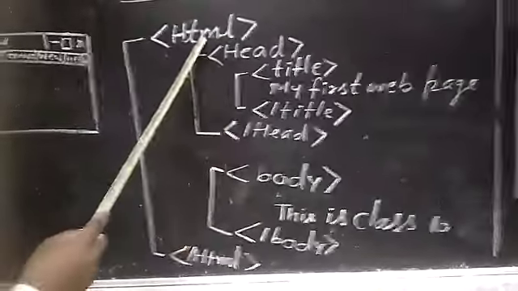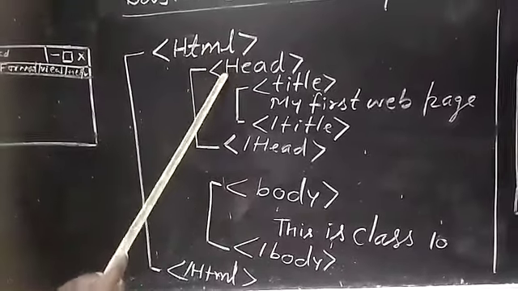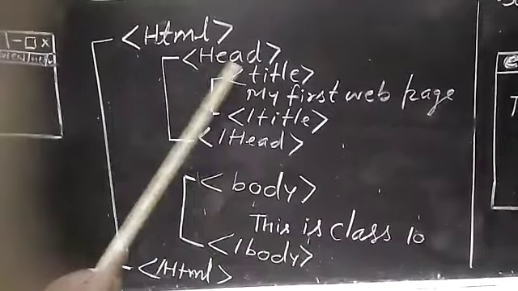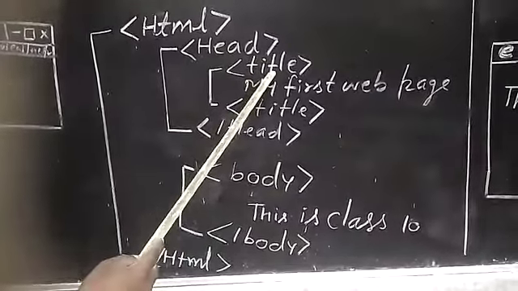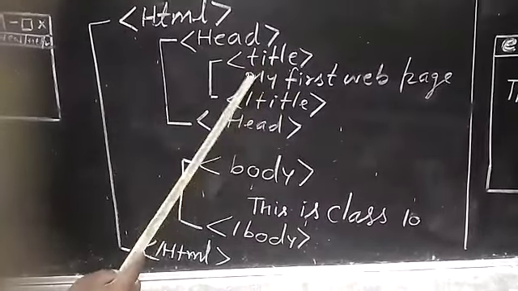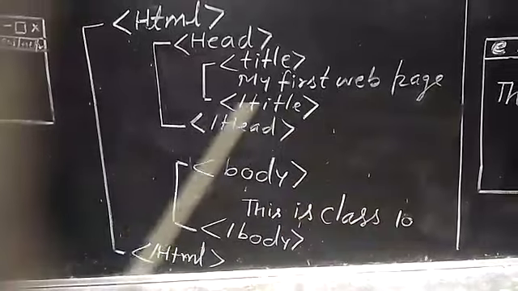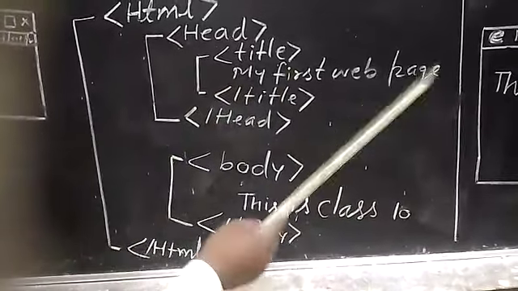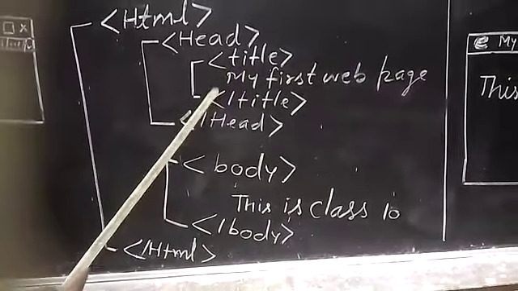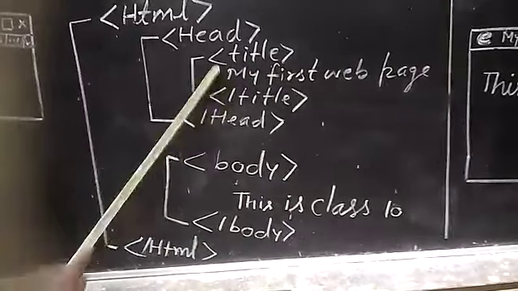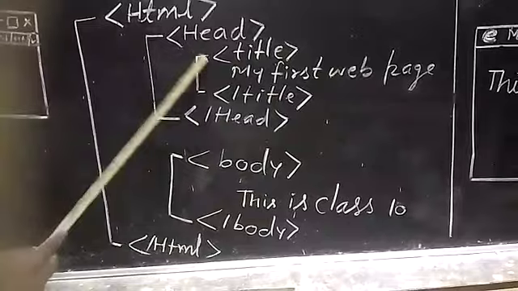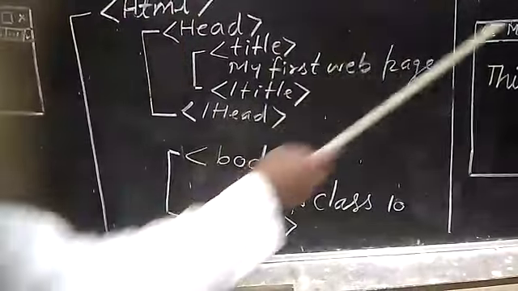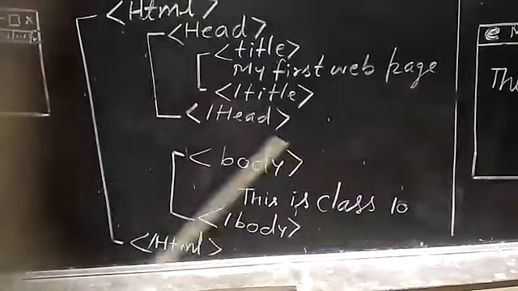Then after writing the opening tag of HTML, we write the head section. Inside the head section we will write the title. Inside the title we write the title of the page. So we have written here My First Web Page. Then we must close the title section. The title is not displayed inside the output window. It will display at the title bar only.